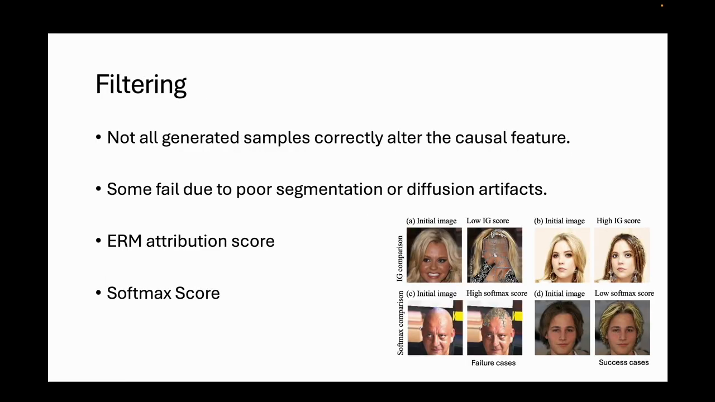Sometimes, generation fails due to poor segmentation or diffusion artifacts. To filter such cases, we use the intuition that if the causal part has been correctly changed, the ERM model should assign higher probability to the new class. We therefore define two thresholds: ERM attribution score on the causal region and ERM softmax score on the new image. Only images passing both thresholds are retained.